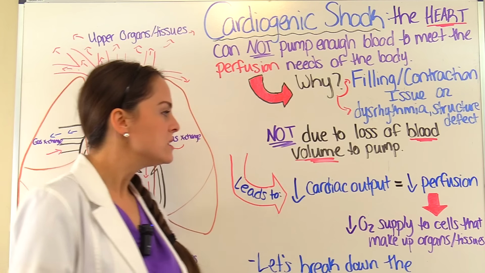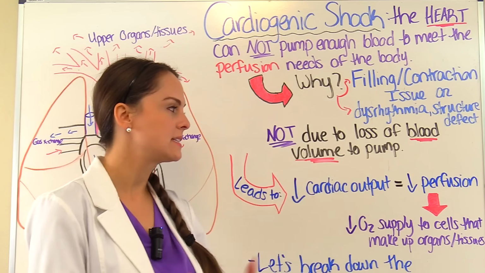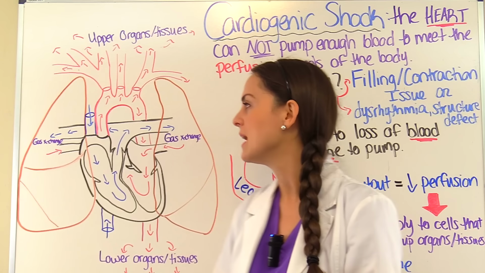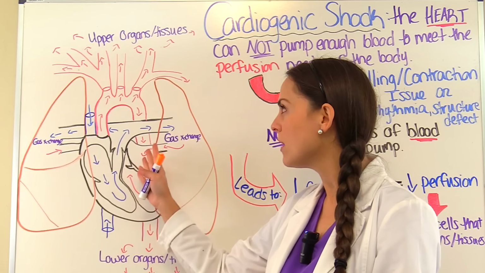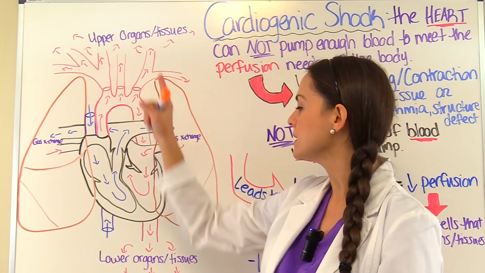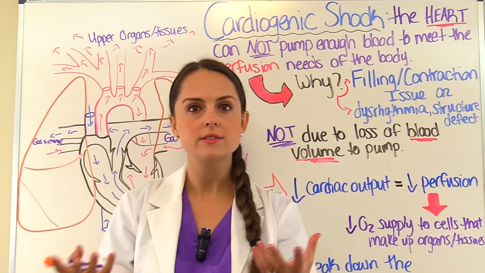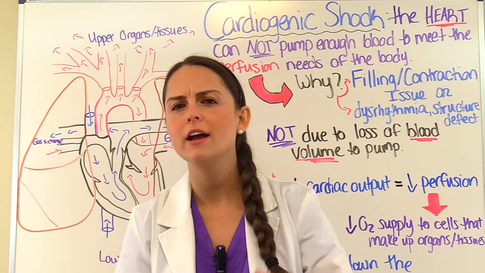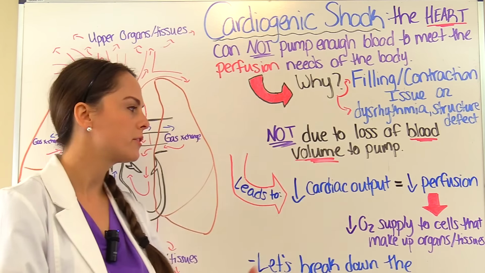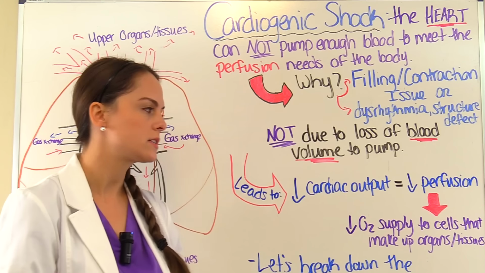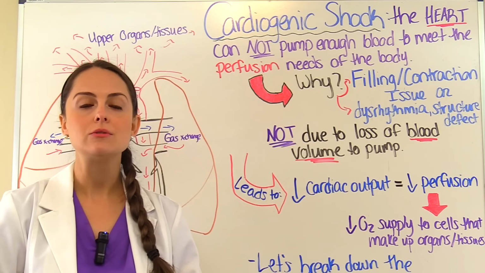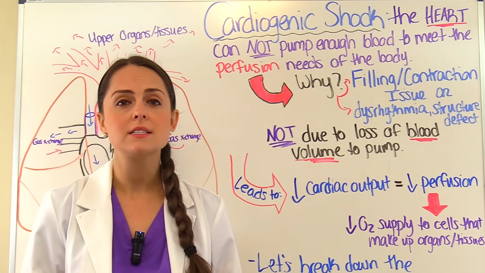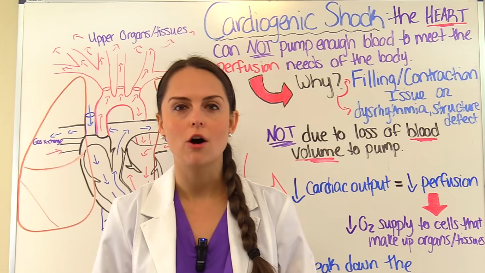So whenever we have a decrease in cardiac output, we're going to have decreased perfusion because this heart can't get its blood volume out to supply the organs and tissues. So those cells that make up the organs and tissues aren't being perfused. If they're not receiving fresh oxygenated blood, what's going to happen? They're going to receive a decreased amount of oxygen, and that can lead to cell hypoxic injury, and we talked in depth about that in our previous video about the stages of shock.